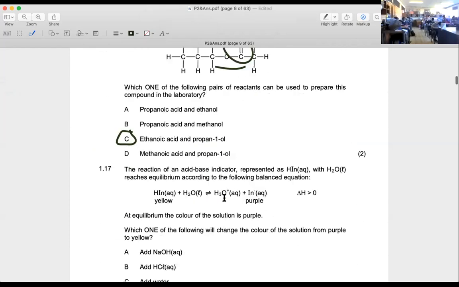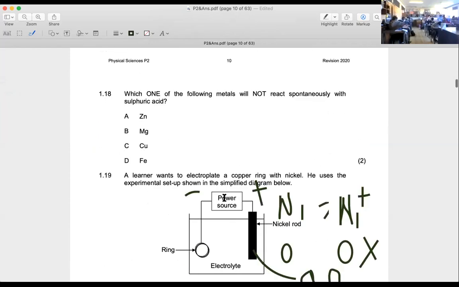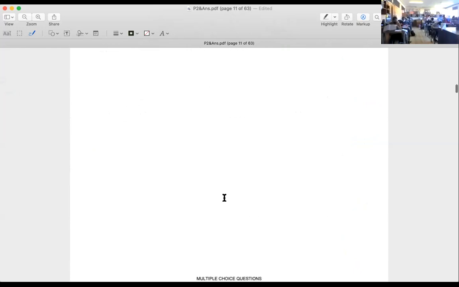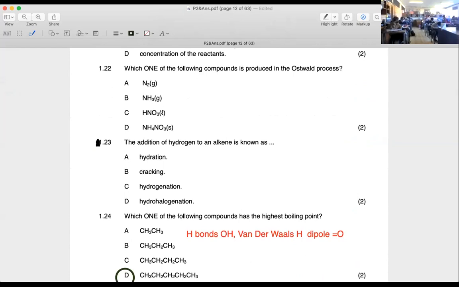Okay, so let's go to the next paper that should have an example of this type of thing. 1.2.3. The addition of hydrogen to an alkene is known as, well, look, you're adding something to an alkene. Obviously, the alkene is going to break its bonds. That's the double bonds. And you're adding hydrogen.